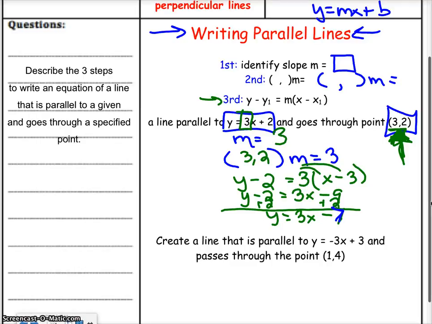So step 1, I identified the slope. Step 2, I made my framework and I put the slope in. Then I put this point into that. I used point slope, and then I got y by itself. So nothing new. The only thing that you need to know is slope. You have to identify the slope of the line.